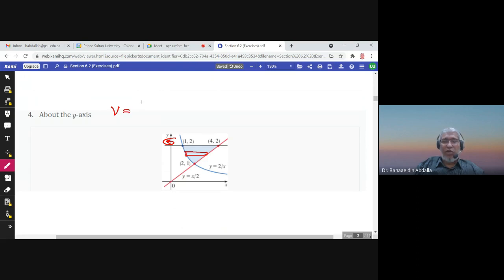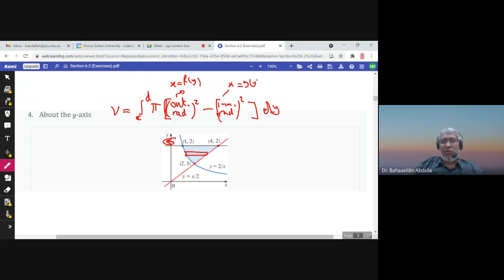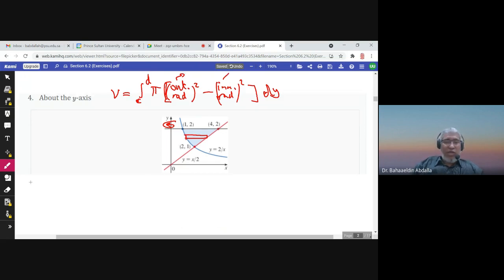And since we have a washer, the volume would be given by the integral from c to d of pi times outer radius squared minus inner radius squared dy, where the outer radius and the inner radius are written in terms of y, I mean, in terms of y, sorry. x equals f of y or g of y. So let us determine the outer radius and the inner radius.